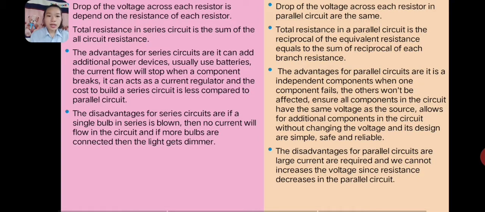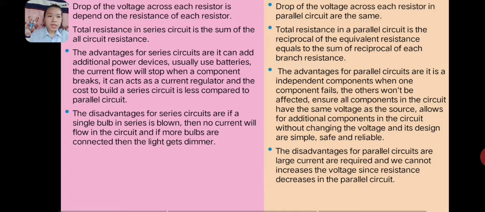However, there are advantages and disadvantages for the series circuit and the parallel circuit. The advantages of the series circuit are: it can add additional power devices, usually batteries, and the current flow in the series circuit will stop when a component breaks. The series circuit can also act as a current regulator, and the cost to build a series circuit is less compared to the parallel circuit.